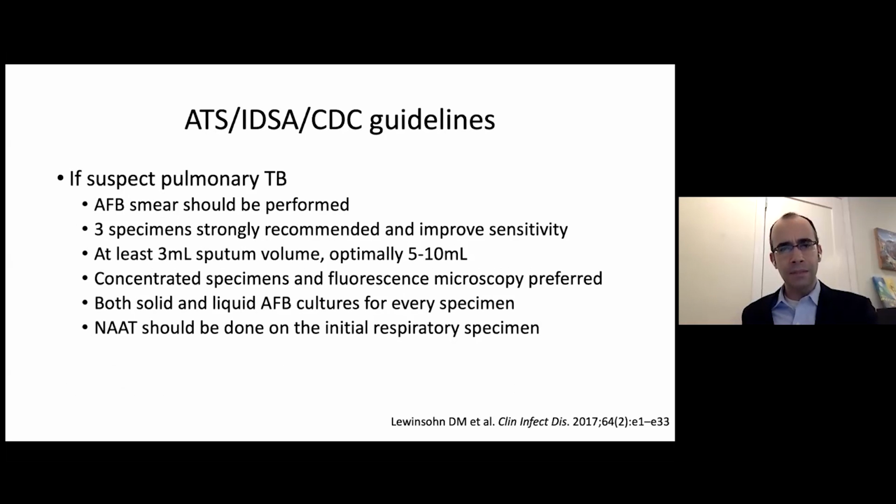So if you suspect pulmonary tuberculosis, what should you do? You need to get 3 specimens for AFB smear, at least 3 ml of volume and optimally 5 to 10. In the lab for smears, concentrated specimens and fluorescence microscopy is preferred. All the specimens would be cultured in both solid and liquid medium. And also there's a recommendation that nucleic acid amplification, or NATs, should be done on the initial respiratory specimen.